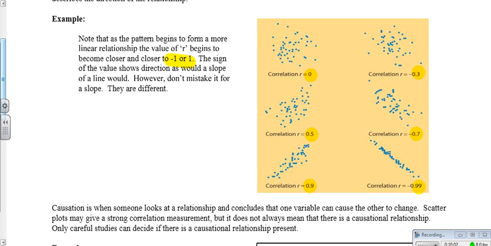We do not use the correlation coefficient with data that goes like this. That looks like a parabola. That's nonlinear, and a correlation coefficient would not work in this case because correlation coefficient is a linear value.